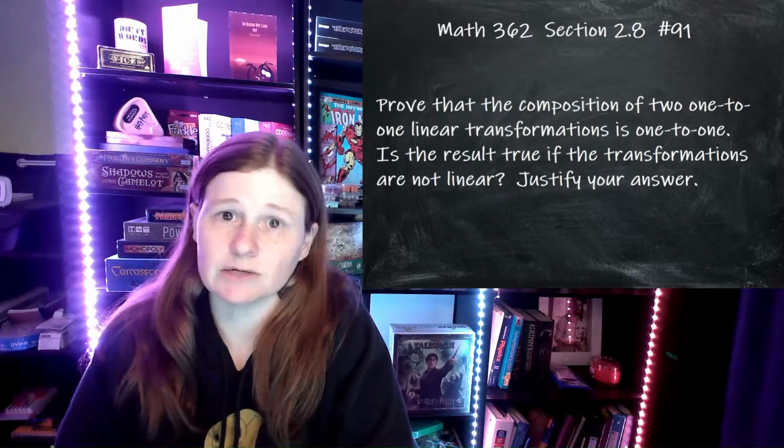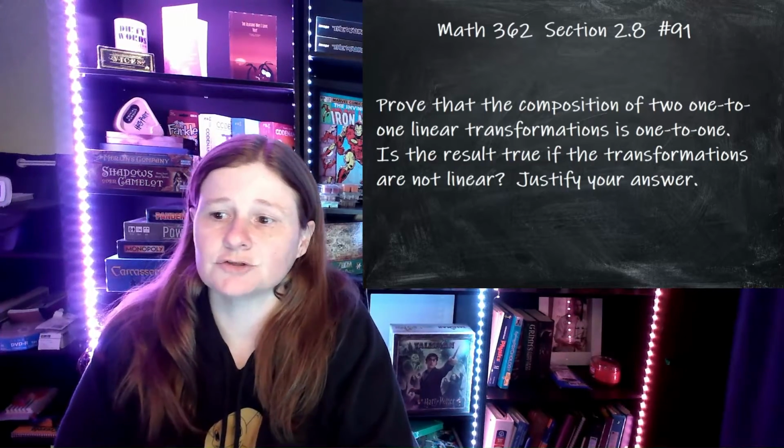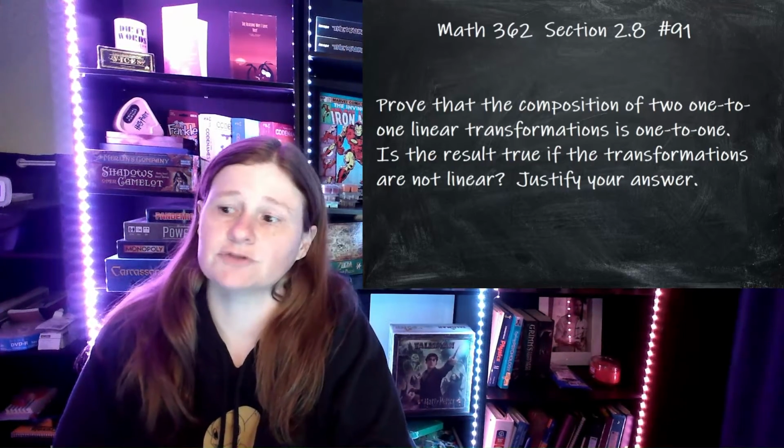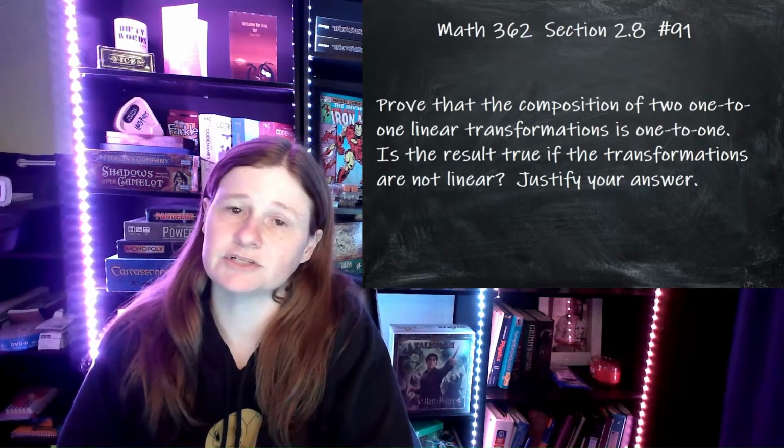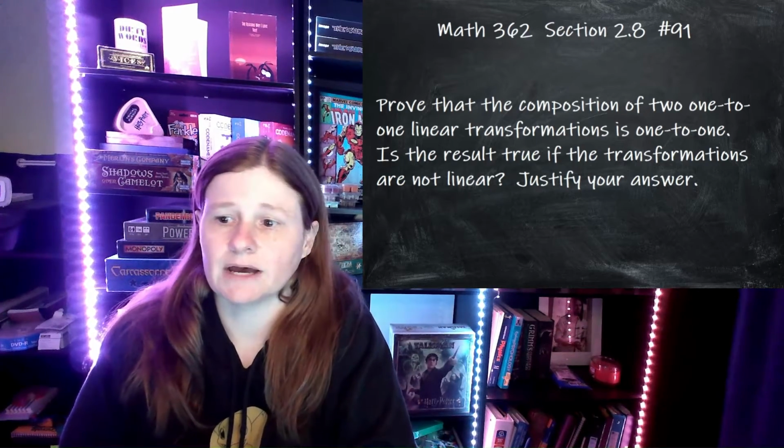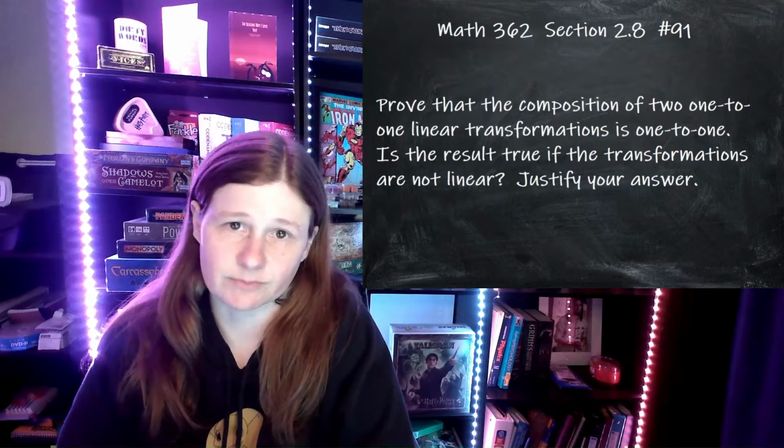For today's video, we're going to be talking some more about linear transformations. And for today, we're going to look at a problem in section 2.8, question number 91. And this asks us to prove that the composition of two one-to-one linear transformations is also one-to-one, and if the result would be the same if the transformation was not linear.